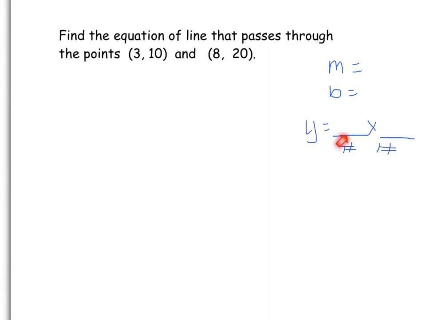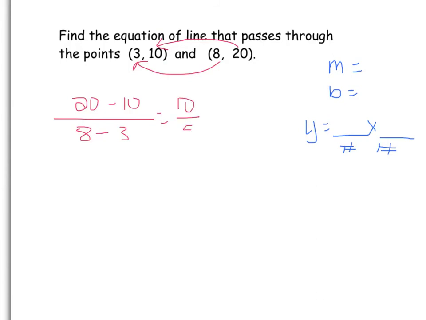So to find the slope, it's exactly like what we just practiced. So we're going to draw on our arrows. So 20 minus 10 over 8 minus 3. So 20 minus 10 is 10, 8 minus 3 is 5, so I know that my slope is 2. So I can put that right in my framework. So now I have half of my equation written. Y equals 2x, and then it's going to be plus or minus whatever b is.